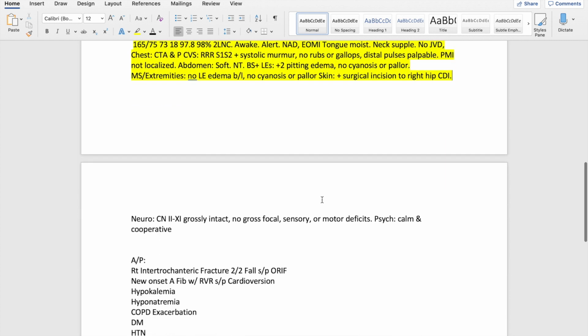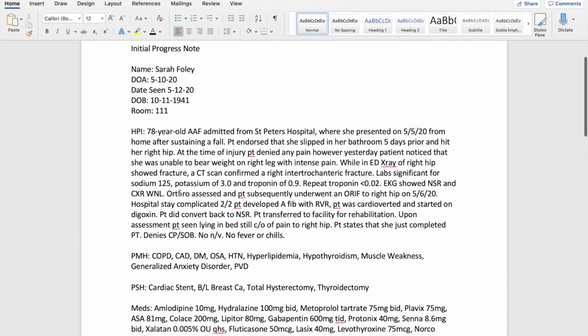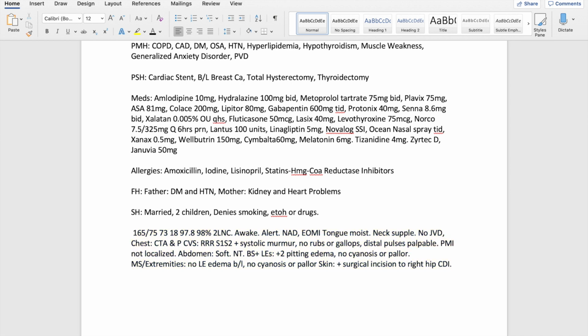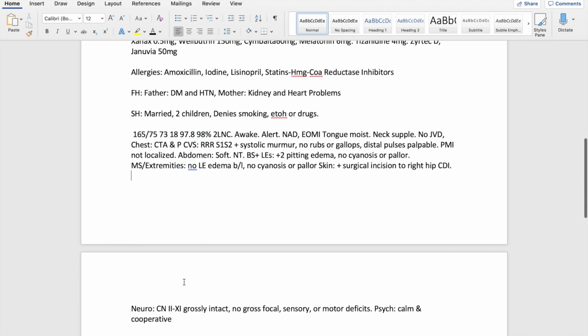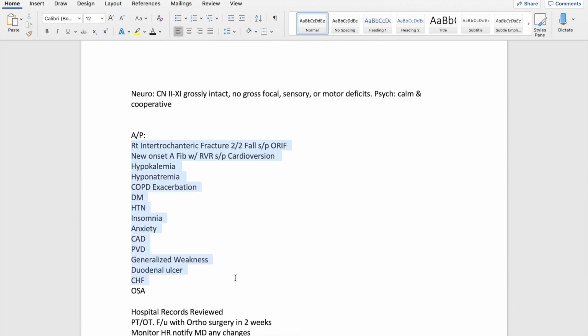Like I said, guys, I took the review of systems out of this because technically I am not supposed to be doing the H&P note, but I can do an initial progress note on the patient. So that's why you realize that there's no review of systems in this note. This is my assessment and my plan.